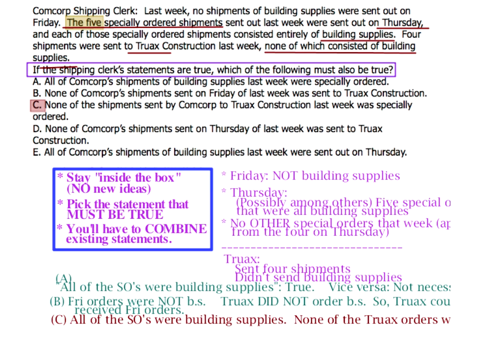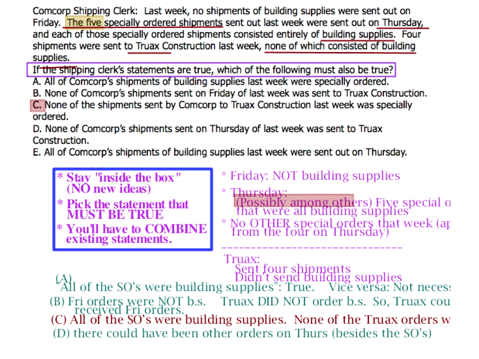The other statement, none of them on Thursday was sent to Truax Construction. Well, the thing is, there could have still been other orders on Thursday. So we do know that there were no special orders other than the ones on Thursday, but we do not know that the special orders were exclusively what went out on Thursday. Like, there could have been hundreds of non-special orders on Thursday. So D is not a thing. And then E, so just for completeness, we'll write it on here. D, there could have been other orders on Thursday besides the special orders.